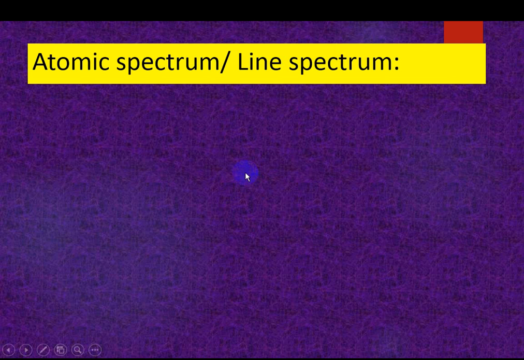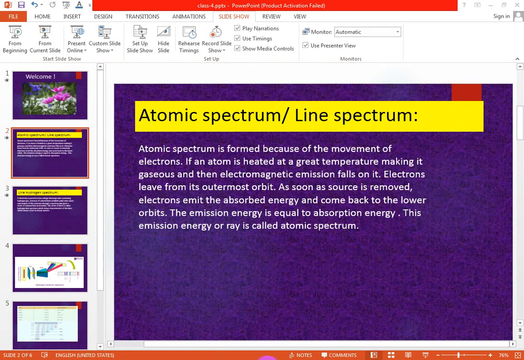Line spectrum or atomic spectrum. According to Bohr's atomic model, electrons move in stationary states surrounding the nucleus. This stationary path is called an orbit. There are first orbit, second orbit, third orbit, fourth orbit, and so on, and these are called energy levels: first energy level, second energy level, third energy level.